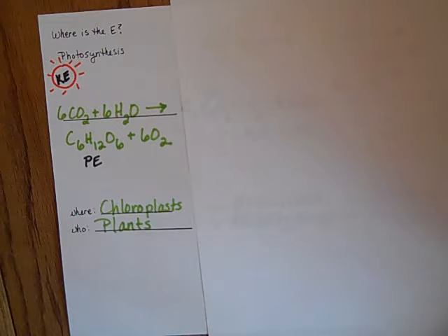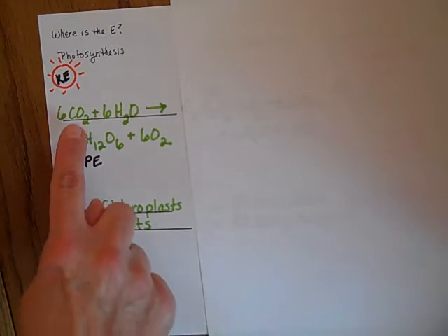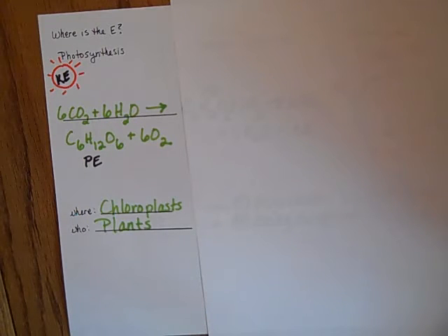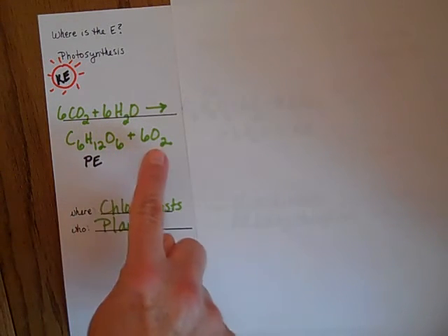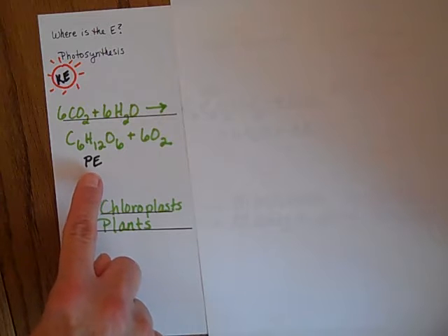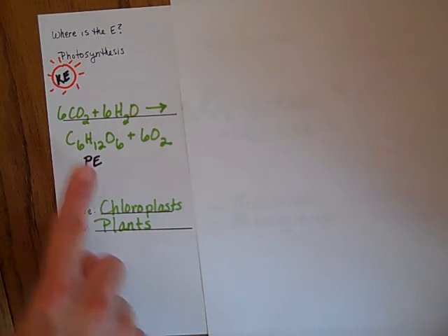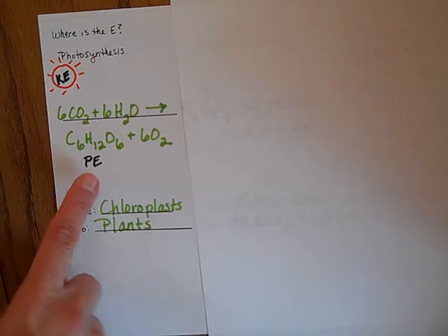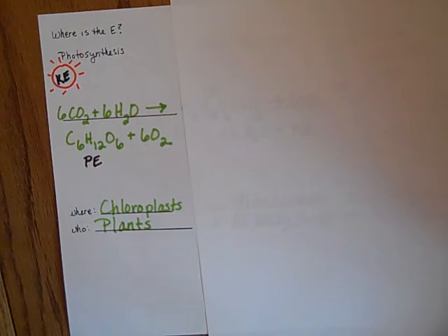So we start out with kinetic energy in the sun and the reactants, carbon dioxide and water, and what's made is glucose and oxygen. And the energy now is in the glucose. So it was in the sun, and now it's potential energy in a glucose molecule. Potential energy, remember, is stored energy. So it's a really good molecule for storing energy. Where does this happen? The chloroplast. Who does it? Plants. Okay?